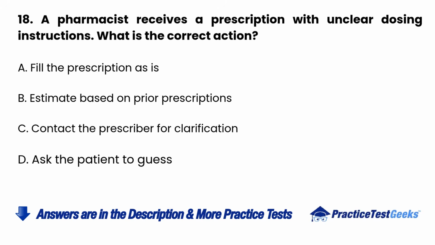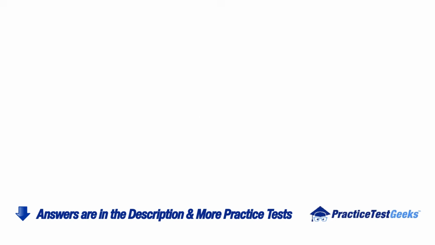18. A pharmacist receives a prescription with unclear dosing instructions. What is the correct action? A. Fill the prescription as is. B. Estimate based on prior prescriptions. C. Contact the prescriber for clarification. D. Ask the patient to guess.